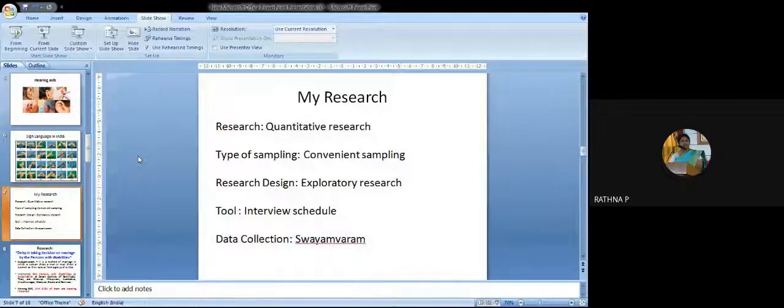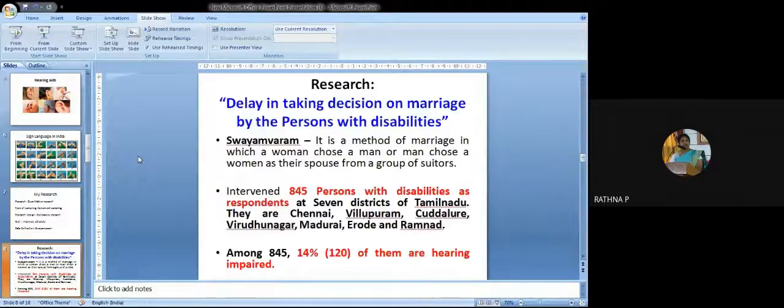My research is quantitative research, my type of sampling is convenient sampling, the research design is exploratory, and my tool is an interview schedule. Data collection was during Swayamvaram. Swayamvaram is a method of marriage in which a woman chooses a man, or a man chooses a woman, as their spouse from a group of suitors in a mass place.